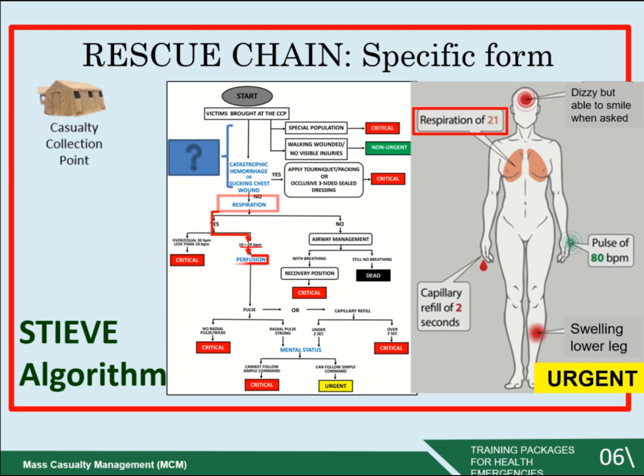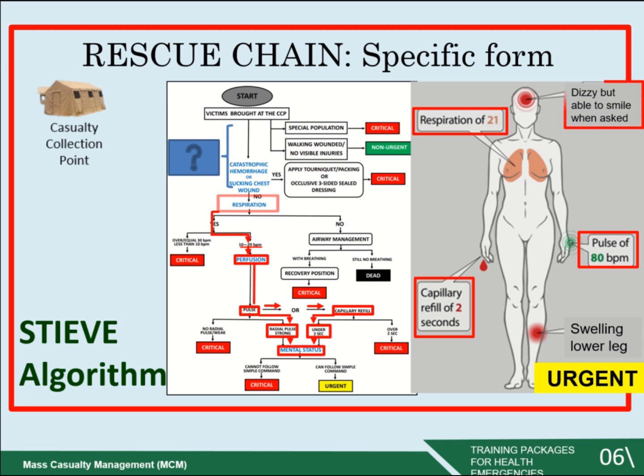So next is the perfusion. We check for both the capillary refill and the pulses. Since both pulse and capillary refill are within normal limits, we check for the patient's mental status. As far as the mental status is concerned, the patient is dizzy but able to smile when asked, making us tag this patient as yellow or urgent.